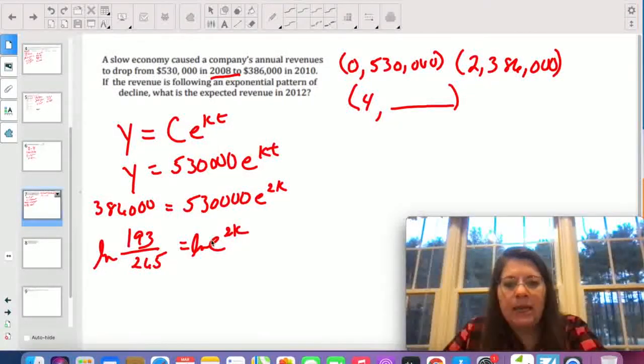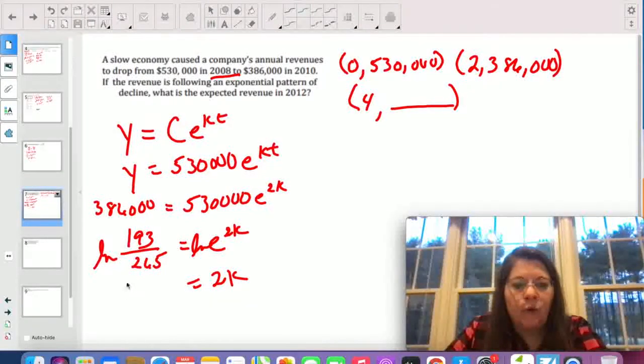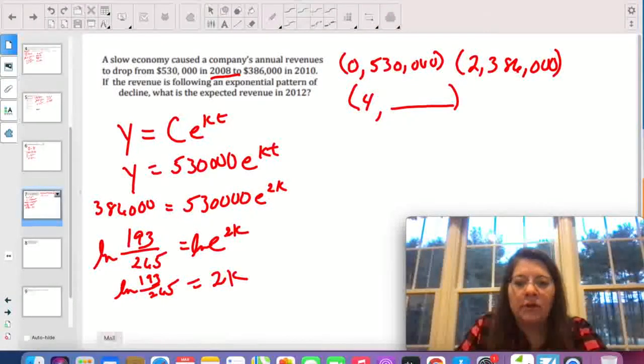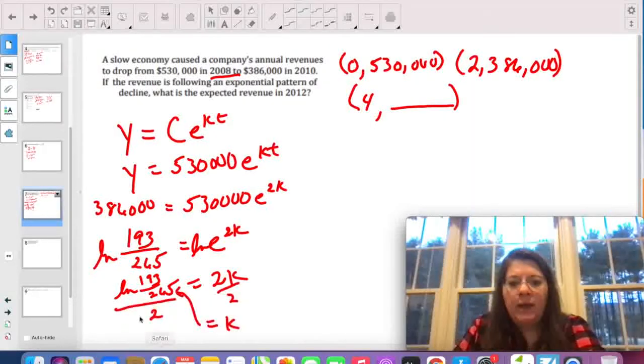Once I've done that, my e will cancel out, leaving me with 2k, and I will have the natural log of 193 over 265 still on this side. Again, I'm being real careful not to round this more than once, so I don't want to round until I'm getting my final answer. So I'm going to divide by 2. When I divide by 2, the k value will be this expression right here.